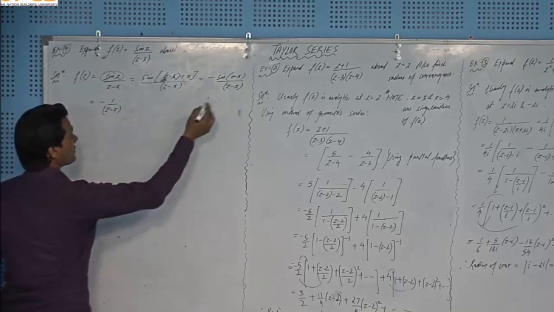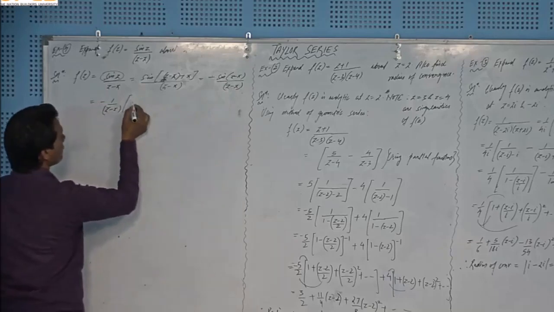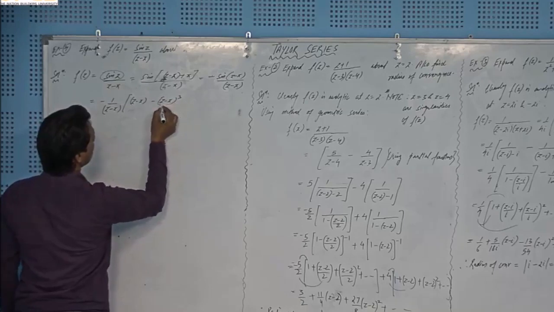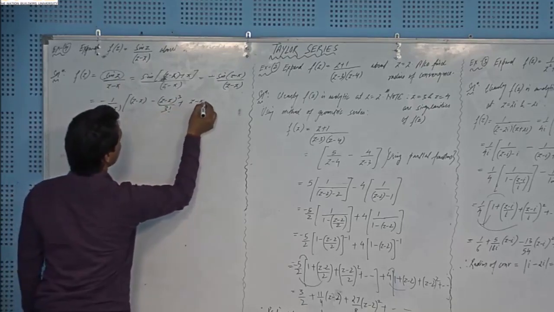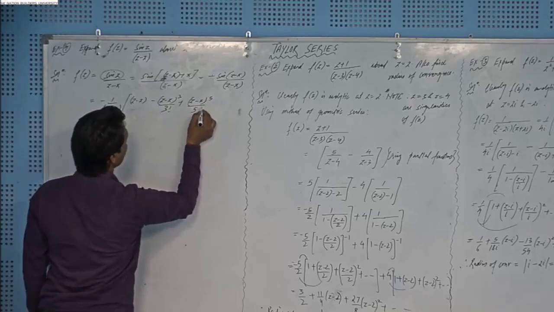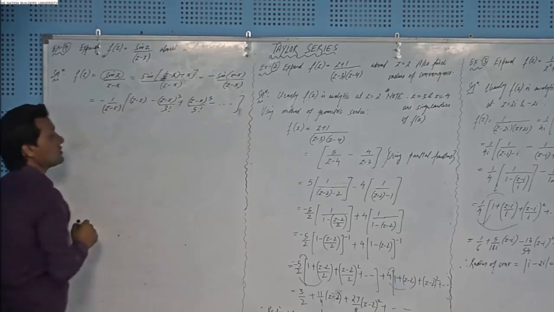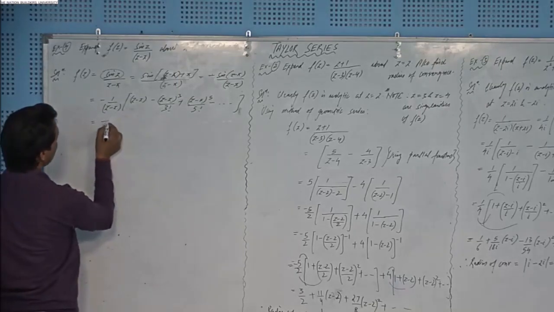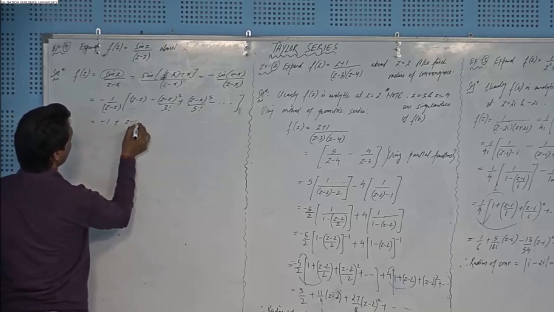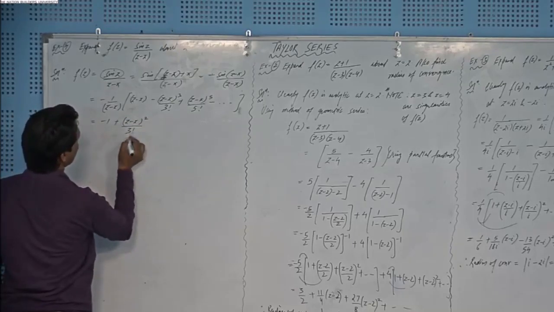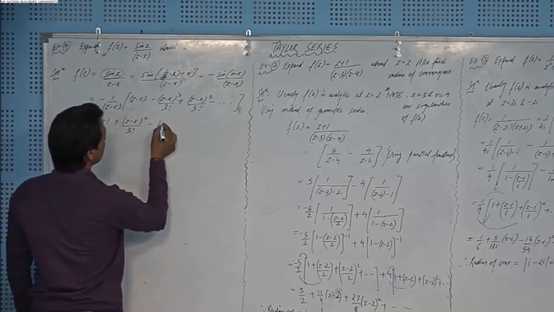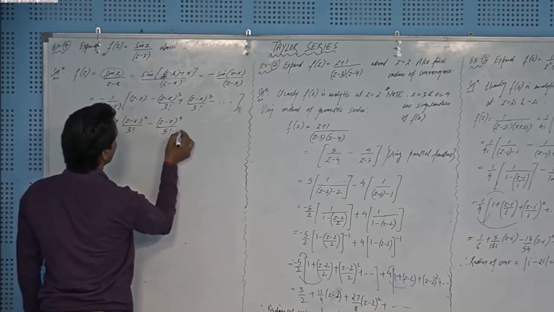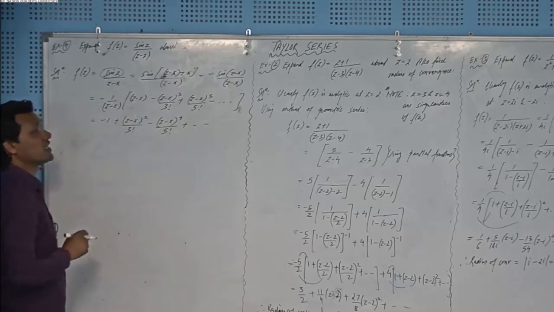Treating it as theta, the expansion of sine theta gives theta minus theta cube over 3 factorial, plus theta to the power 5 over 5 factorial. This is a very familiar expansion. Then you take this z minus pi inside, and you get minus 1 as the first term, then plus (z minus pi) squared over 3 factorial, and then minus (z minus pi) to the power 4 over 5 factorial, and so on. So this is the required expansion.